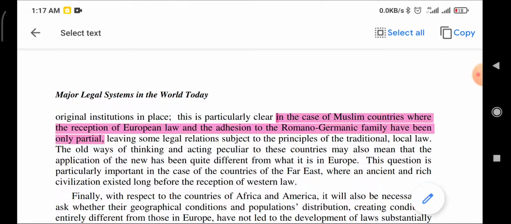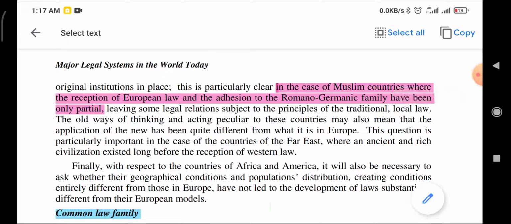This question is particularly important in the case of the countries of the Far East, where an ancient and rich civilization existed long before the reception of Western law.